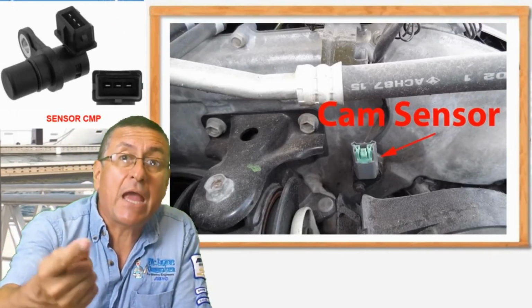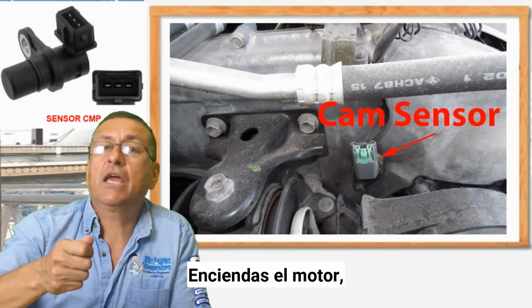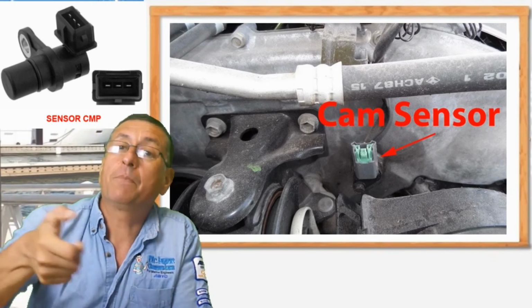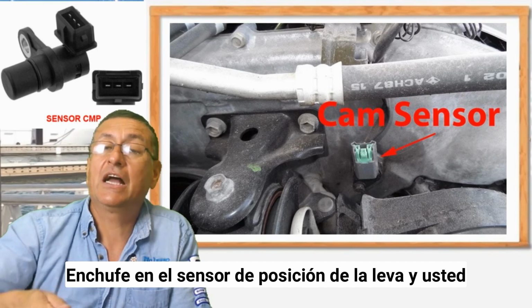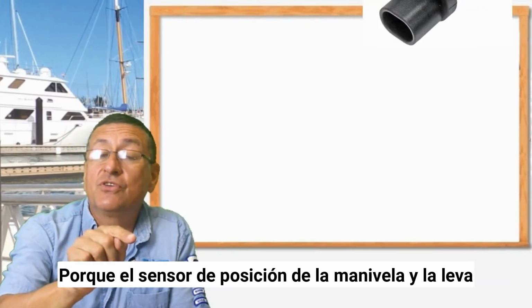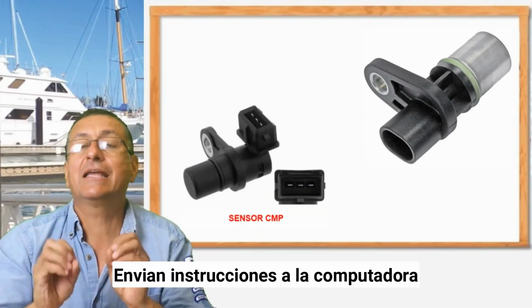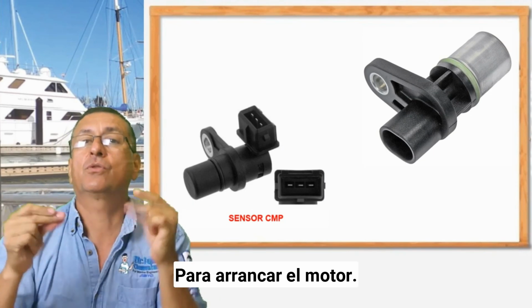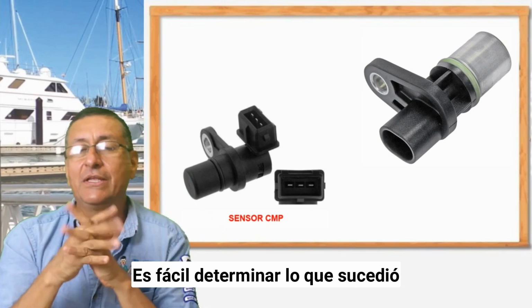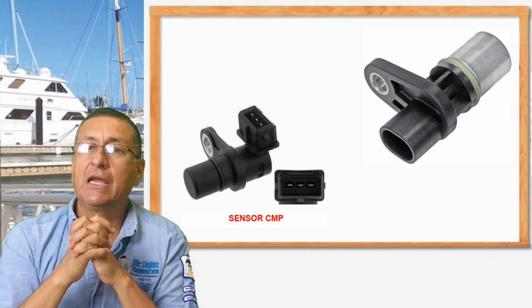With the cam position sensor it is exactly the same. You start the engine, it starts properly, you stop, you disconnect the plug on the cam position sensor, and you try to start the engine, and it doesn't start. Because the crank position sensor and the cam position sensor work together and send indication to the computer in order to start the engine. This is wonderful. It's easy to identify what happened with those particular sensors.